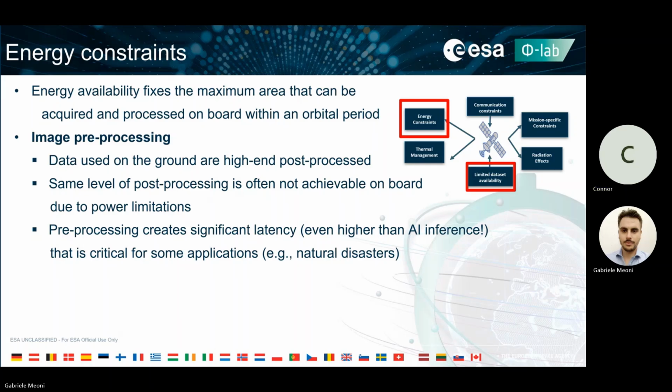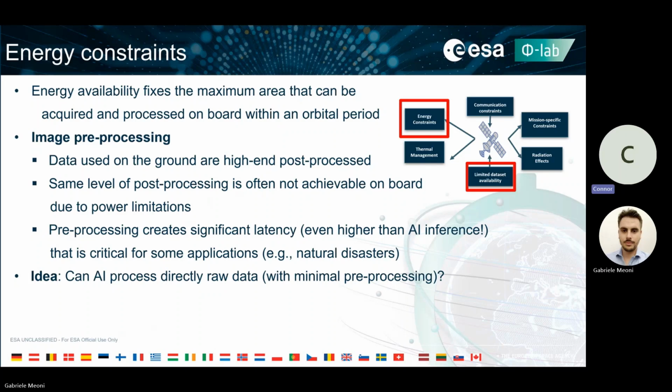So one of the questions is, do we really need to process high-end calibrated products? In other words, can AI models skip some of the pre-processing steps and process more of the raw data?